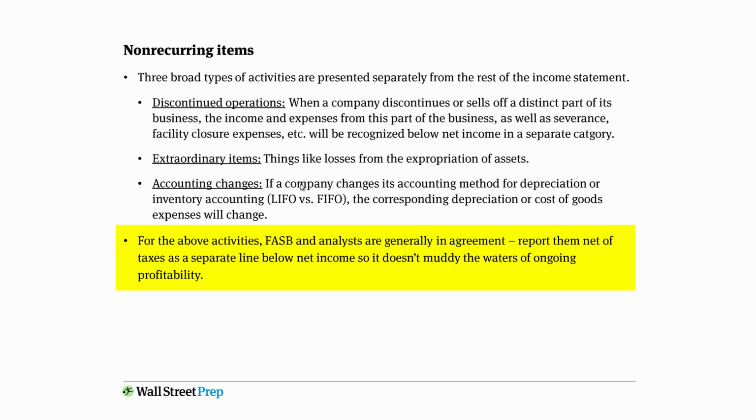For the above activities, the three that we just talked about, discontinued operations, extraordinary items, and accounting changes, FASB and analysts are generally in agreement. As long as we report them net of taxes as a separate line below net income, it doesn't muddy the waters of ongoing profitability. And where I'm going with this is that there are some activities where FASB and analysts are in disagreement.